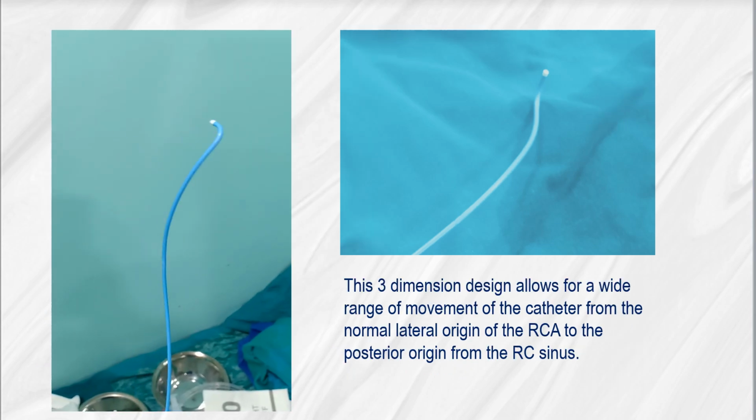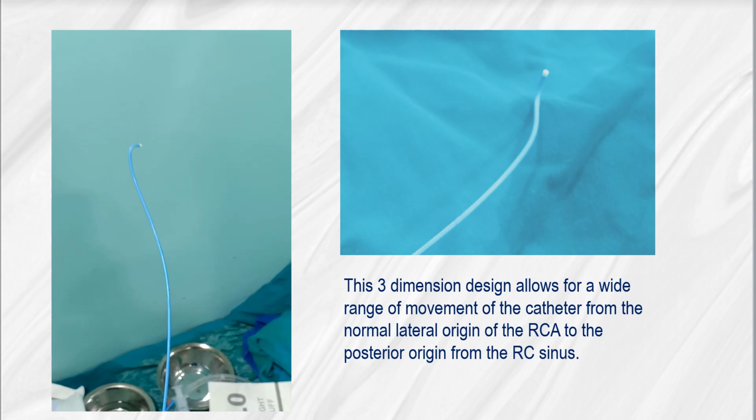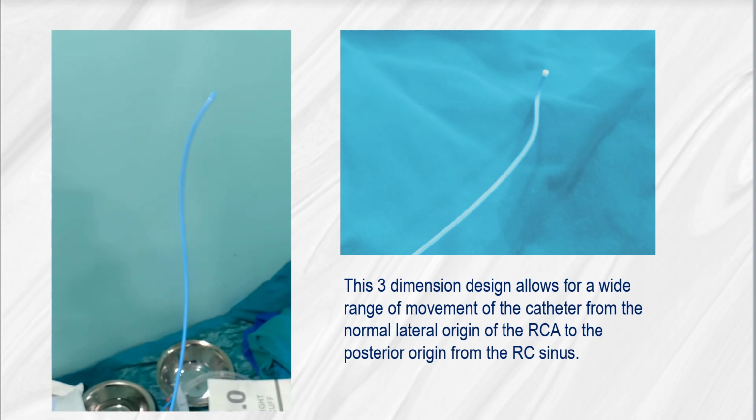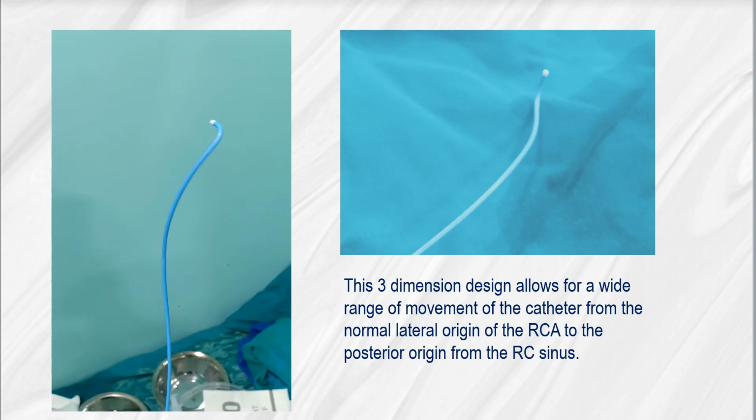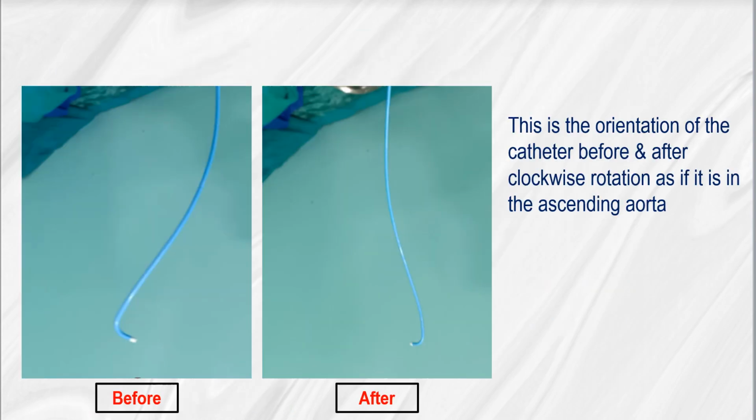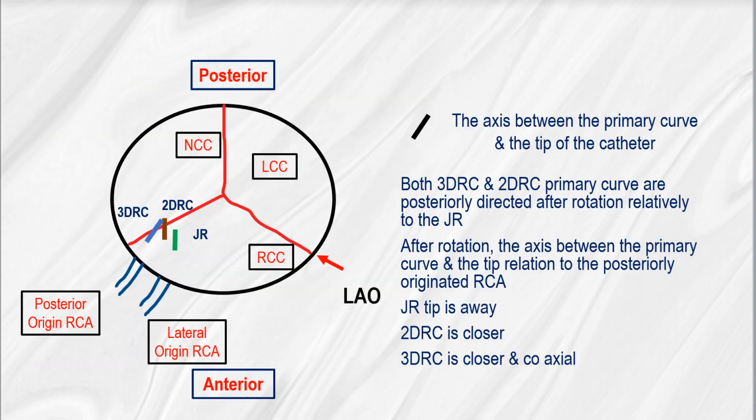This 3-dimension design allows for a wide range of movement of the catheter from the normal lateral origin of the RCA to the posterior origin from the right coronary sinus. This is the orientation of the catheter before and after clockwise rotation as if it is in the ascending aorta.